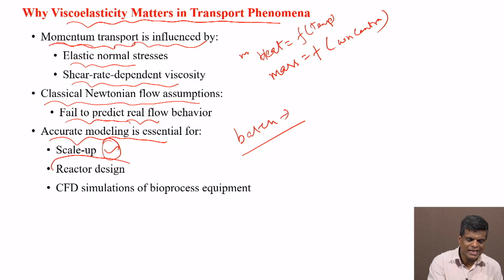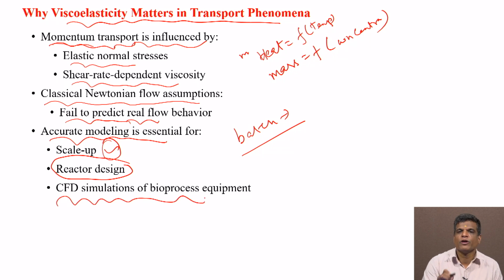The second point is reactor design. The third is CFD simulation for bioprocess equipment. What is CFD here? Computational fluid dynamics. That is a different topic, but the simulation of bioprocess equipment also needs very accurate modeling here.